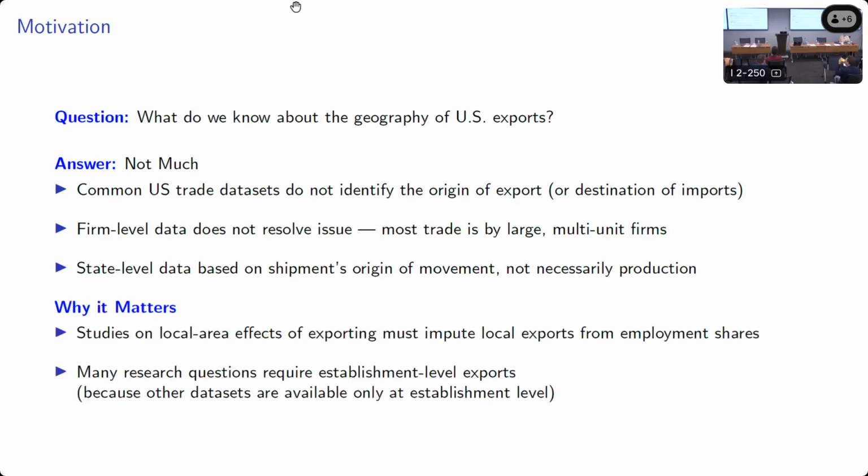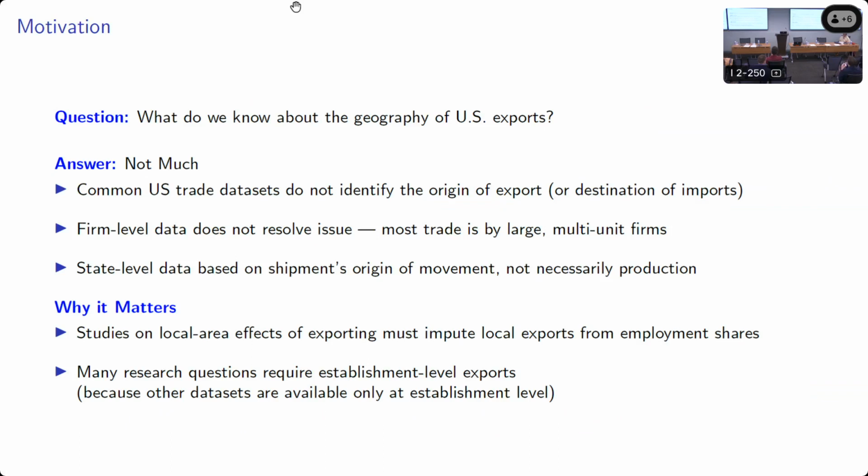Why does this matter? It matters for a number of reasons. First, if we want to understand the effects of exporting on local areas, on any subnational units, the best approach that we have right now is to impute local exports using local employment shares, for instance, some measure of local economic activity. We don't actually know whether this is a good imputation or not, and I'm going to show you that it's not.